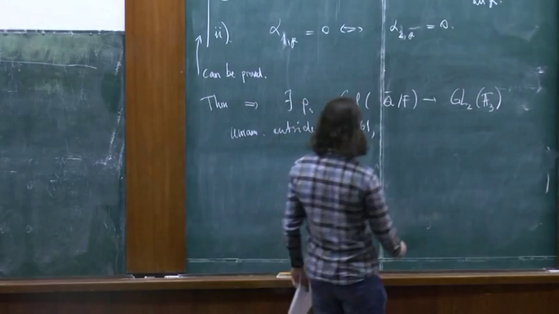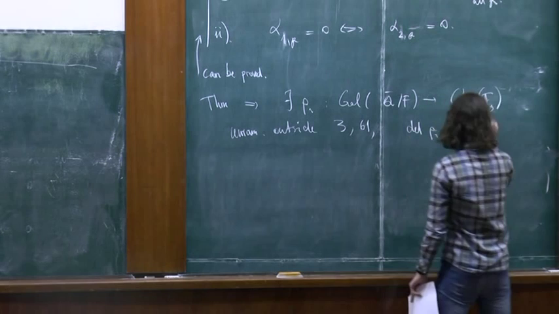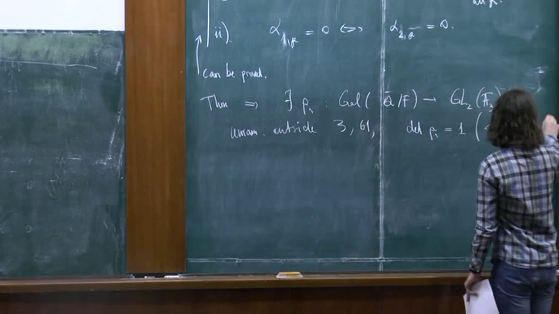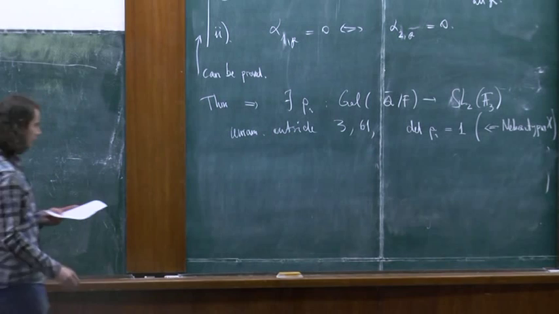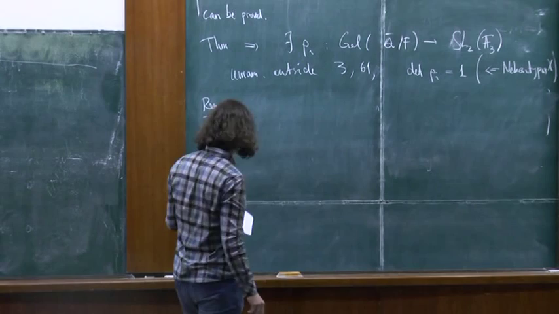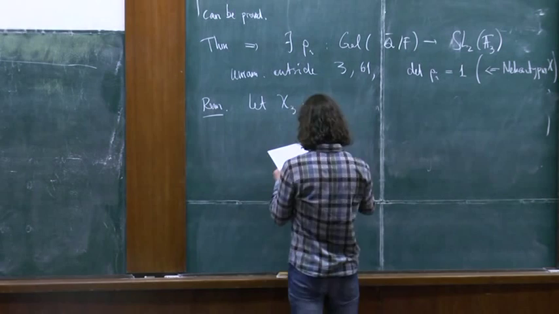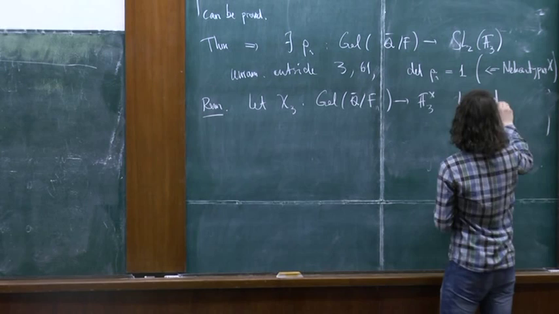And by a property that I didn't state, you can deduce that the determinant is actually 1. This uses that we restricted to the part of Nebentypus chi. So in this way, you can actually replace a GL2 by an SL2 F3. Now let's remark the following. So if we let chi3 be the mod 3 cyclotomic character.